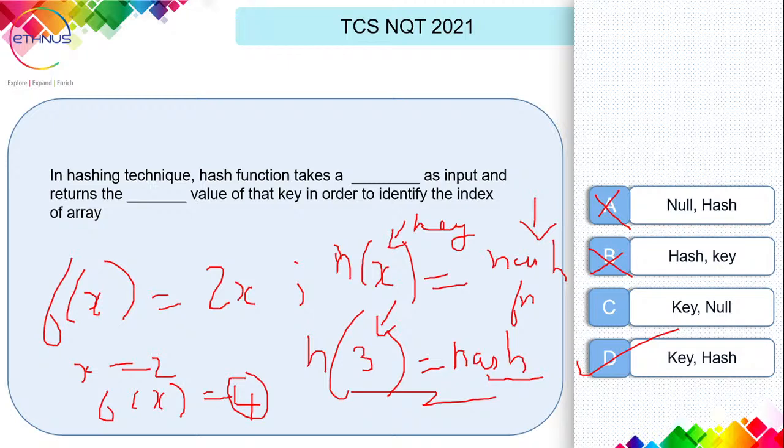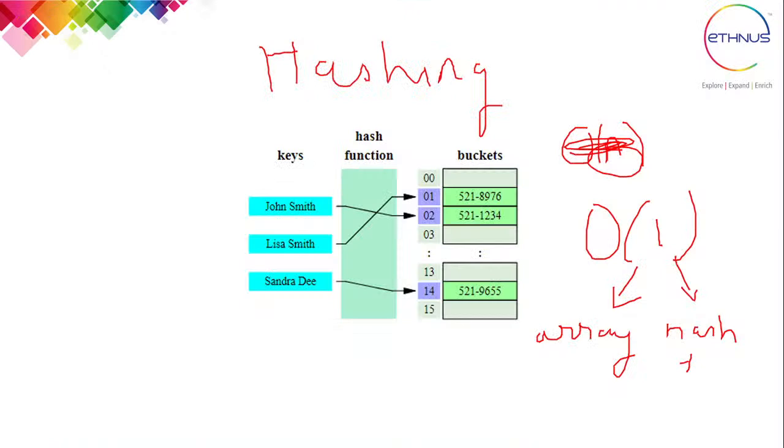If I have to give you a more elaborate version, here you can see this is nothing but hashing. This is the process of hashing. Imagine I give you three keys: John Smith, Lisa Smith, and Sandra D, and the requirement is that you have to query these keys in O of 1. You have two options: store them in an array or store them in a hash table. Storing in an array is not efficient, because it will occupy more space than required.